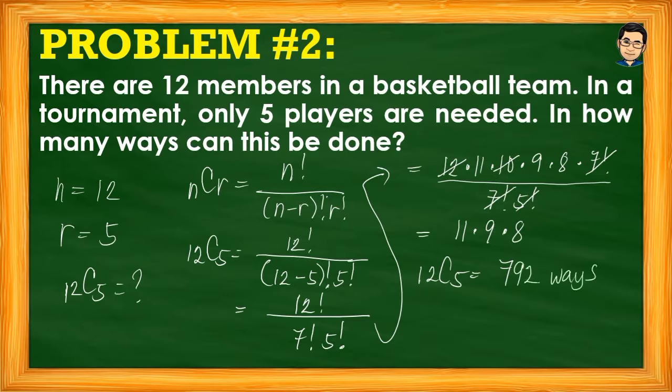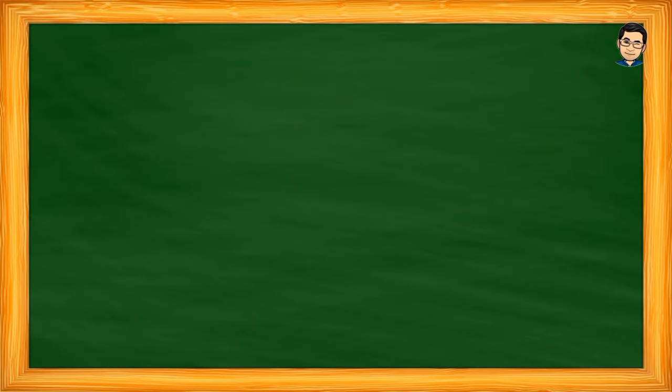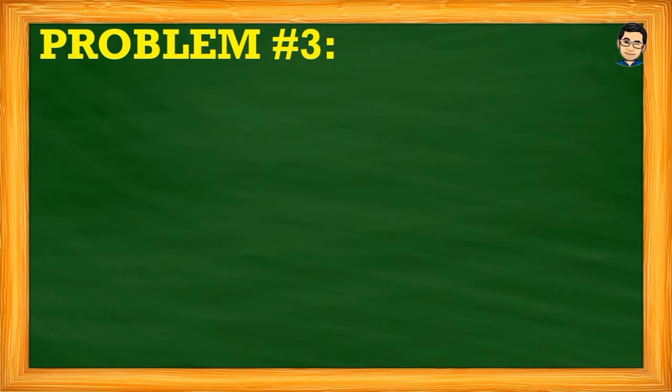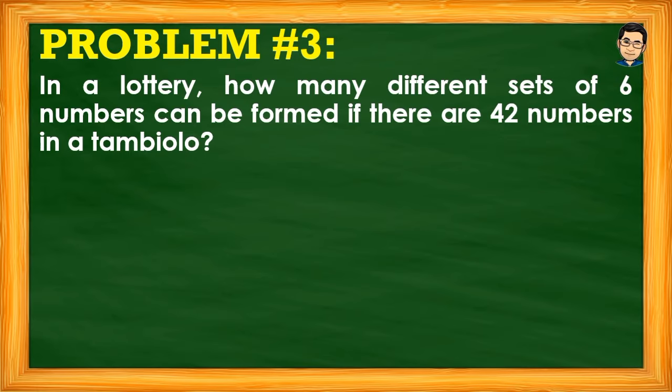It means there are 792 ways that 5 players will be selected out of 12 members to play in a tournament. Problem number 3. In a lottery, how many different sets of 6 numbers can be formed if there are 42 numbers in a tambiolo? Okay. So, meron pong 42 numbers dun sa tambiolo.